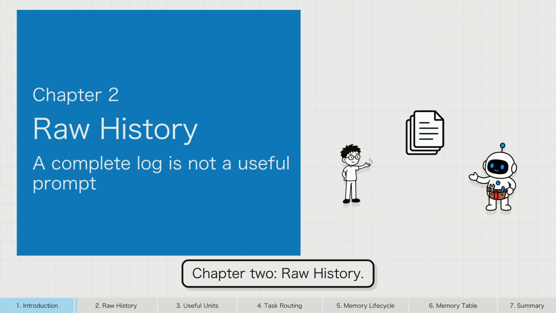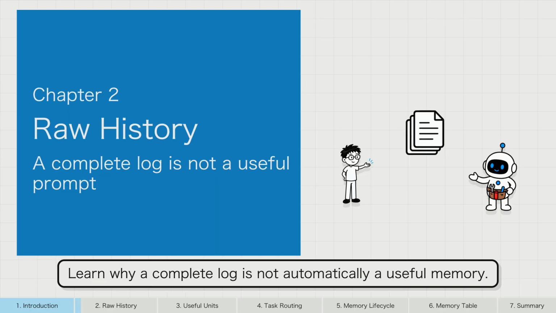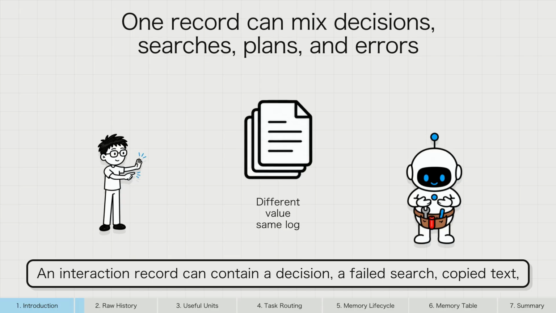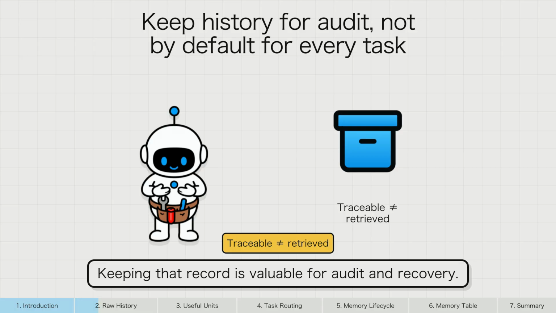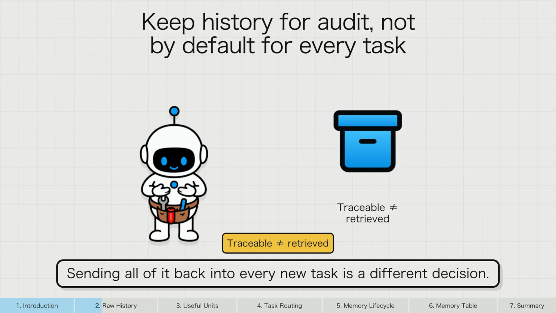Chapter 2, Raw History. Learn why a complete log is not automatically a useful memory. An interaction record can contain a decision, a failed search, copied text, an obsolete plan, and a temporary tool error all at once. Keeping that record is valuable for audit and recovery. Sending all of it back into every new task is a different decision.